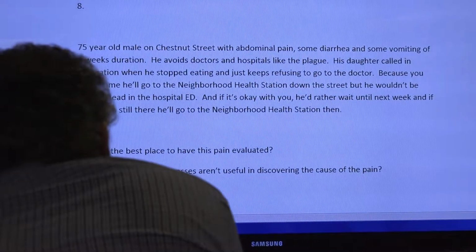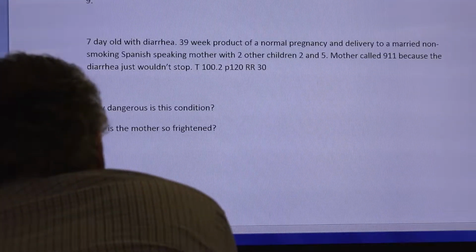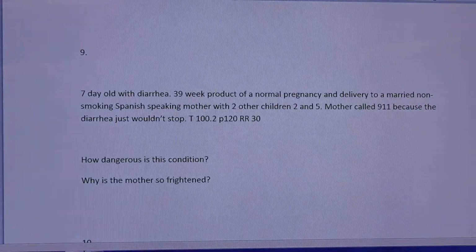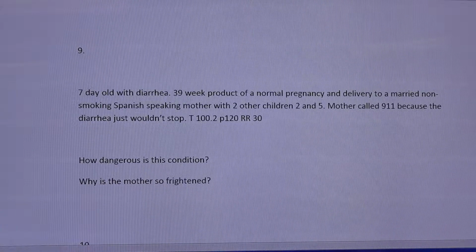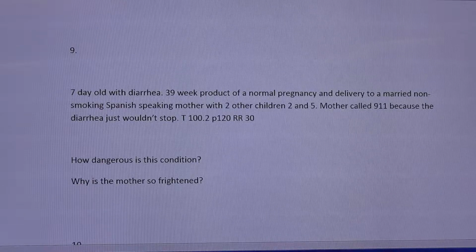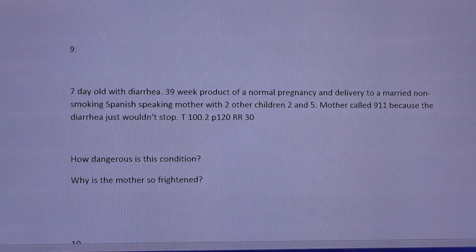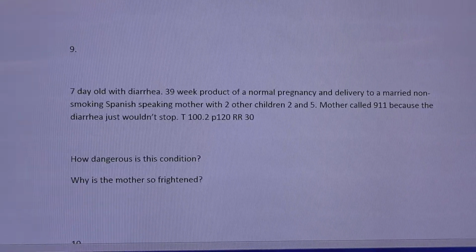Clinic's right across the street. What do you think he has? Guesses as to what his diagnosis is? 75-year-old guy stops eating, vomiting, diarrhea. Could have colon cancer, right? Could have an obstruction, a partial obstruction. Yeah, bowel obstruction due to anything, volvulus, colon cancer, sure.